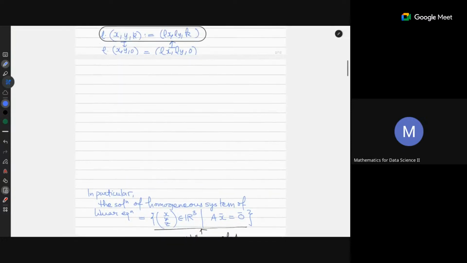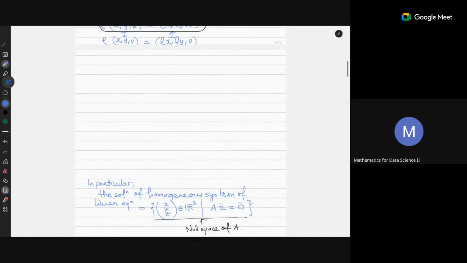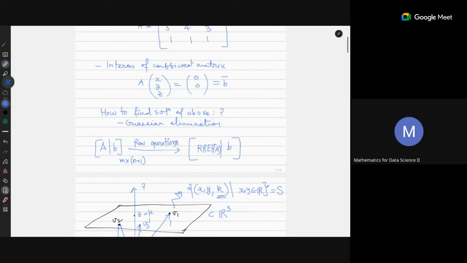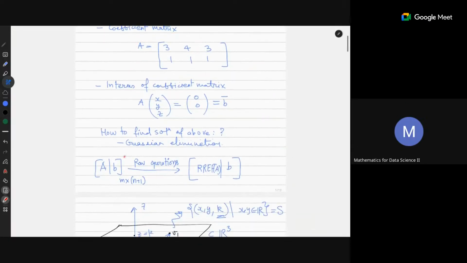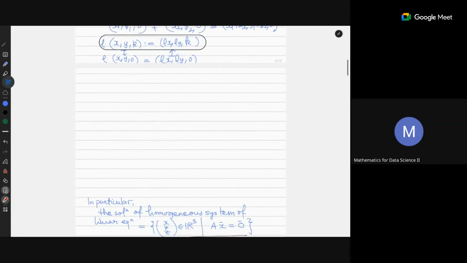Now let's work with that system. Earlier I started with this system of equations, and this is my coefficient matrix. Now let me write down the augmented matrix. So A, B is going to look like 3, 4, 3, 1, 1, 1, 0, 0. Now let's perform the row operations.